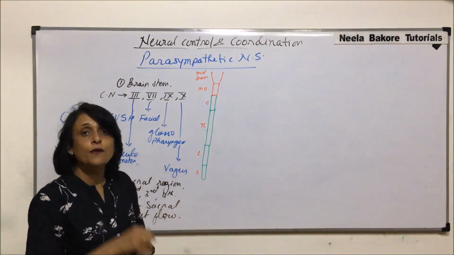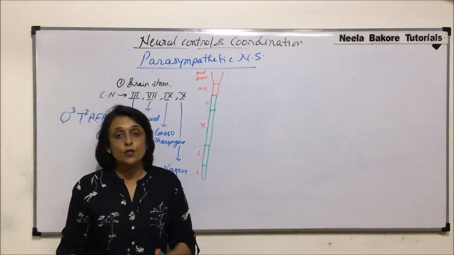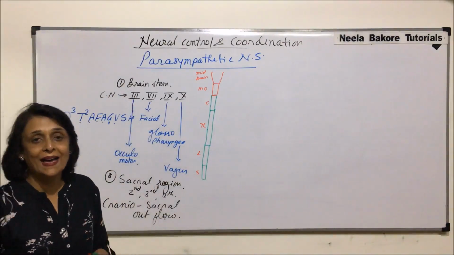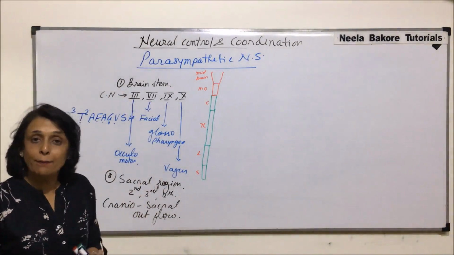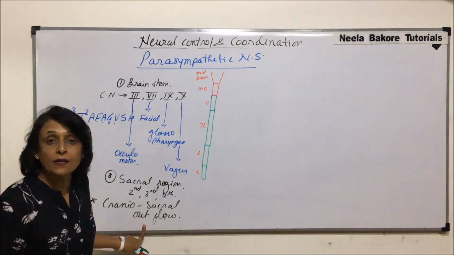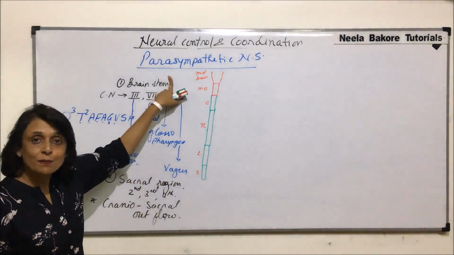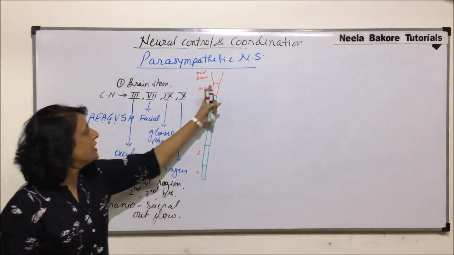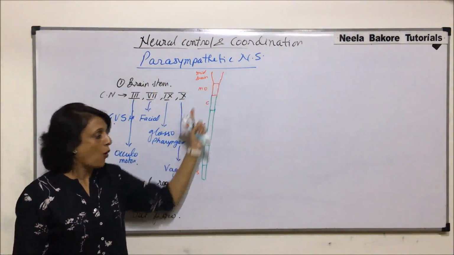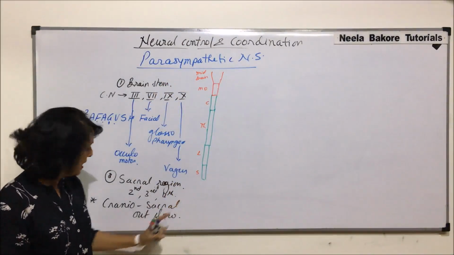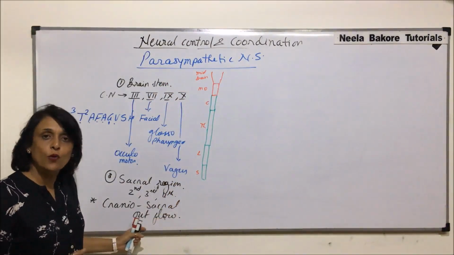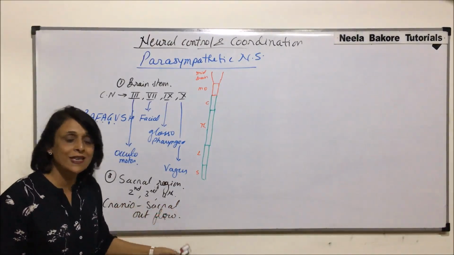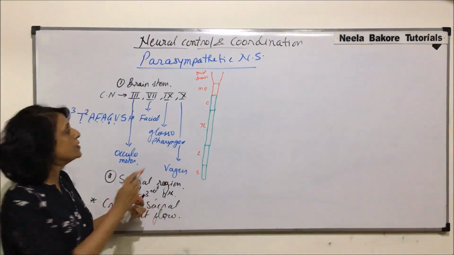In case of the sympathetic nervous system, we call the flow thoracolumbar. But here, in case of the parasympathetic, because the nerves are arising either from the brain part or from the sacral region, the origin or outflow is craniosacral. Now let us draw these nerves here.